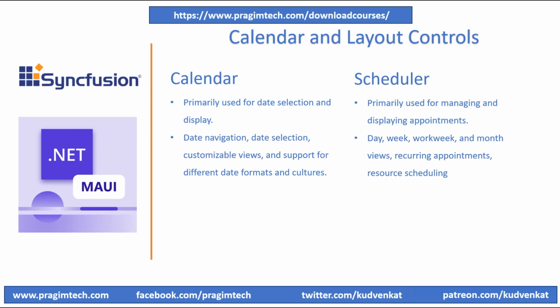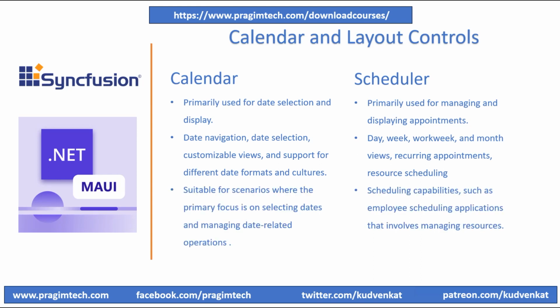Key features of the calendar control include date navigation, date selection, customizable views, and support for different date formats and cultures. Key features of the scheduler control include day, week, work week, and month views, recurring appointments, resource scheduling, drag and drop functionality, and support for various customization options.